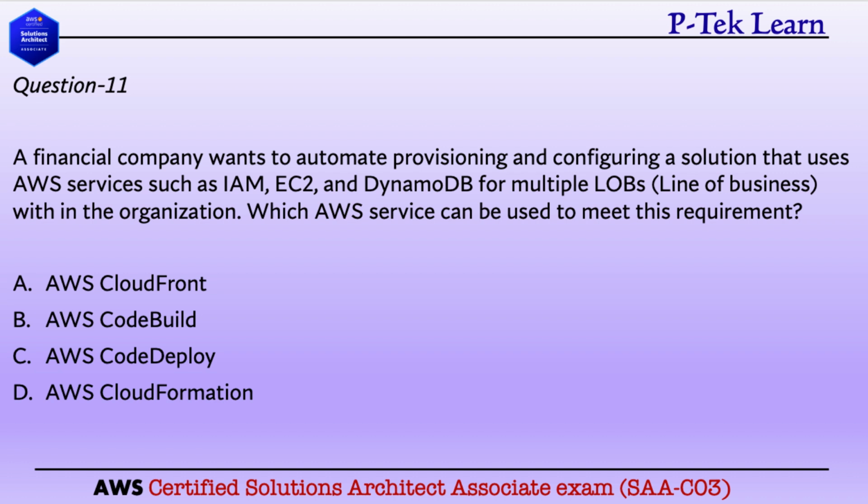Okay, let's see the last option. AWS CloudFormation. Exactly. This is the perfect solution for our requirement. AWS CloudFormation is a service that helps us model and set up Amazon Web Services resources. We create a template that describes all the AWS resources that we want to use, and AWS CloudFormation takes care of provisioning and configuring those resources for us. So option D is the right solution for our requirement.